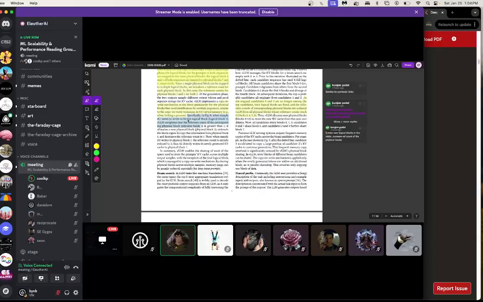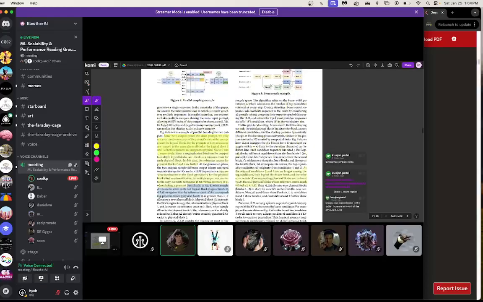Specifically in figure 8, when sample A1 needs to write to its last logical block 1, vLLM recognizes that the reference count of the corresponding physical block 1 is greater than 1. It allocates a new physical block 3, instructs the block engine to copy the information from physical block 1 and decrease the reference count to 1. Next, when sample A2 writes to the physical block 1, the reference count is already reduced to 1. Thus, A2 directly writes its newly generated KV cache to physical block 1.